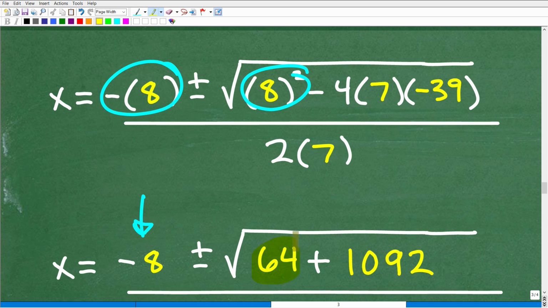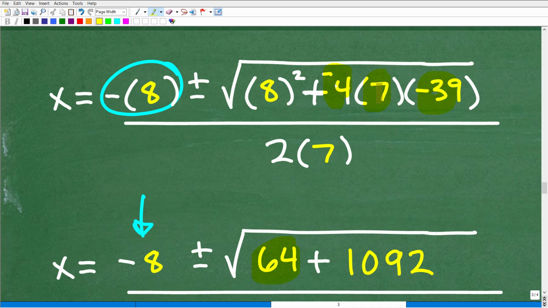That's going to be 64. Now this is one of the most classic places where students make an error in the quadratic formula. Okay, this is going to be minus 4 times 7 times negative 39. A good way to handle this part of the quadratic formula, this b squared minus 4ac, is to turn this into a plus and then put that negative on that 4. That's just a good reminder that this is a negative number times a positive number times a negative number.